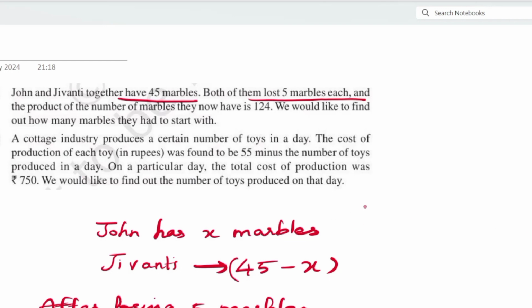If we take the number of toys produced as x, what will be the cost of production for each toy? They've given that the cost of production of each toy was found to be 55 minus the number of toys produced, right? So the number of toys produced we are going to take as x. So the cost of production of each toy will be 55 minus x.